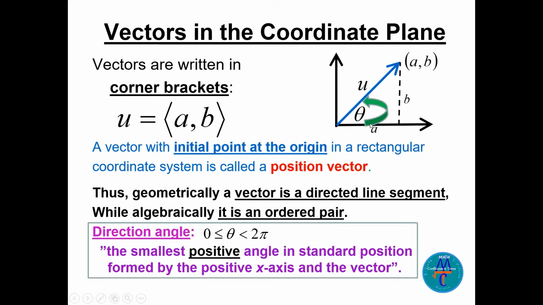Direction angle is the smallest positive angle in standard position formed by the positive x-axis and the vector itself. See this one here, the theta. This green here, this is the theta. We call this the direction angle. It can be from 0 to 2 pi.